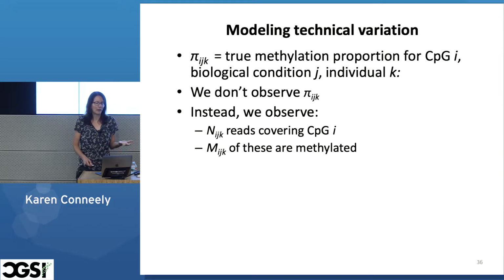Instead of, we can't observe pi. Instead, we observe the number of reads that cover CpGi, which we'll call n_ijk, and then the number of reads that are methylated, which we'll call m_ij.